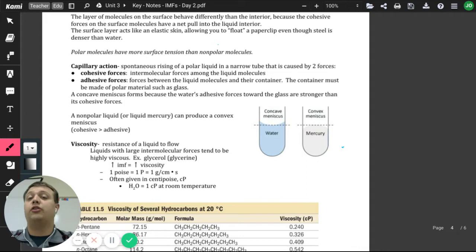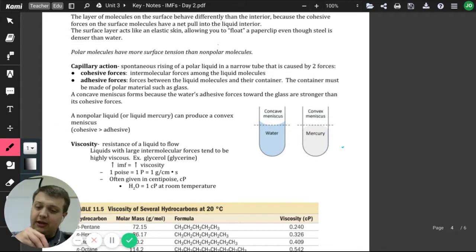Why? Because those molecules are attracted more to themselves than they are to the container, right? The polar container is going to attract polar things. The non-polar container would attract non-polar things. And so depending on the container that you're using, you can actually get these concave and convex menisci. And so that's what we're seeing right here. All right. So that would be your capillary action.